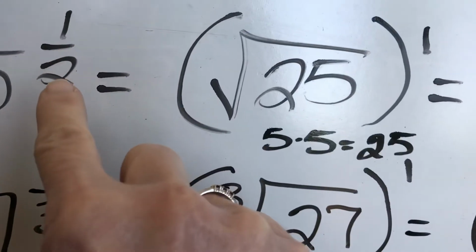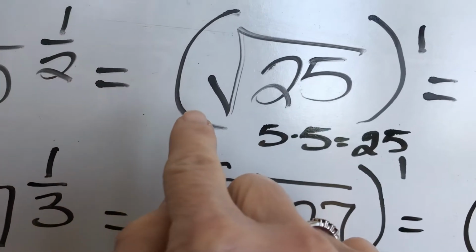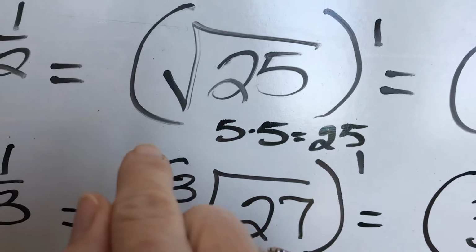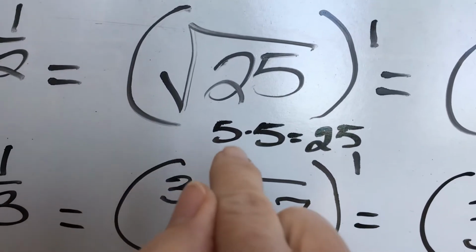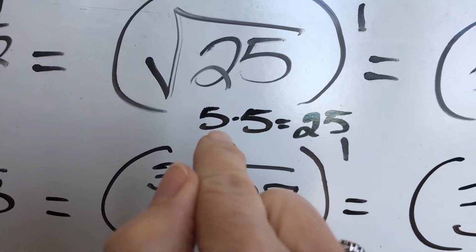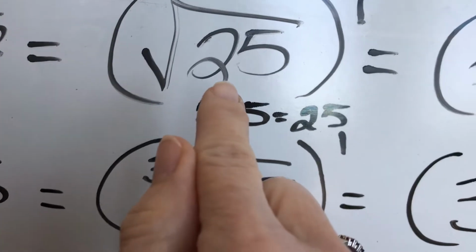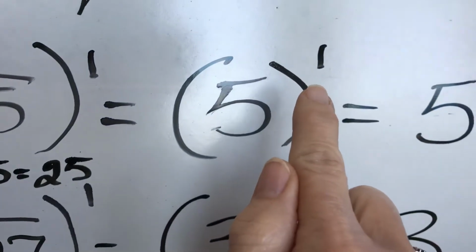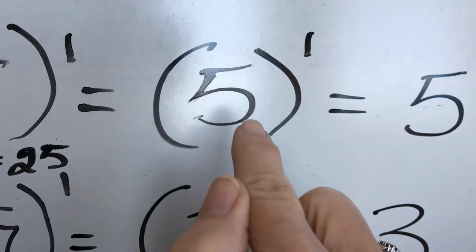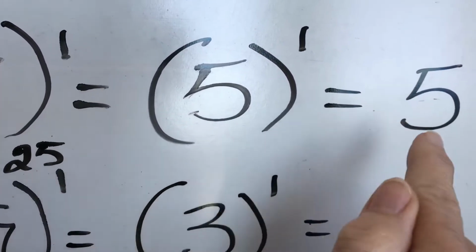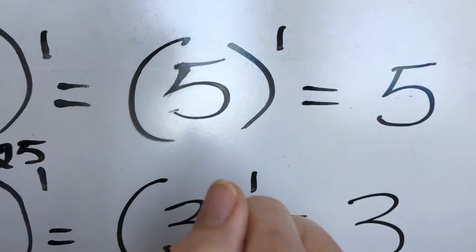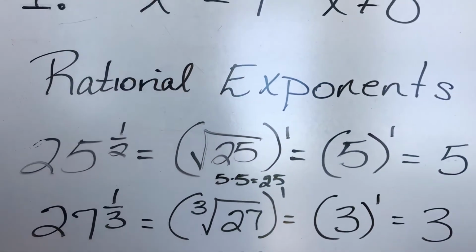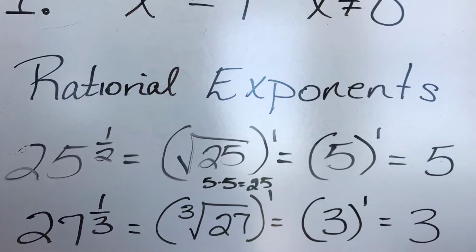The number in the denominator tells me what root I want. So I have to think to myself, what number times itself twice equals 25? Well, it's 5. So the square root of 25 would be 5, and then I raise it again to the first power, which means there's only one 5, so it still equals 5. So that's how I've set up for you to be able to see how to do 25 to the 1/2 power.